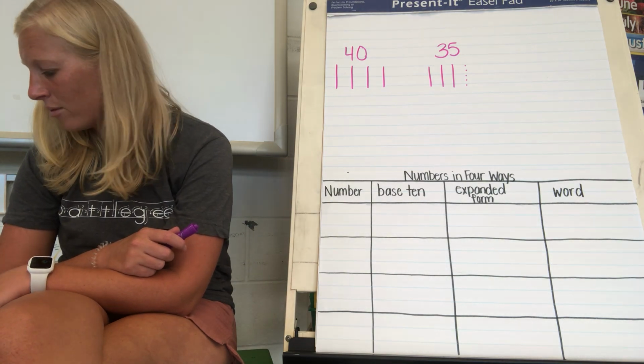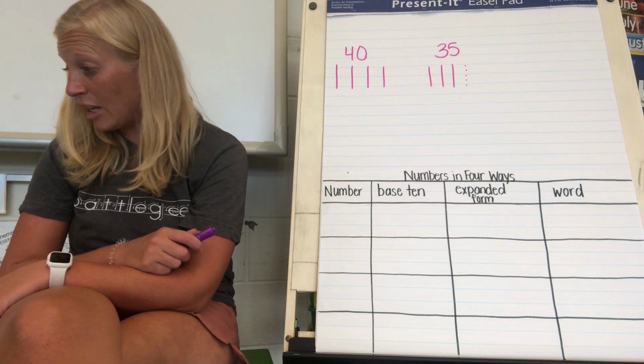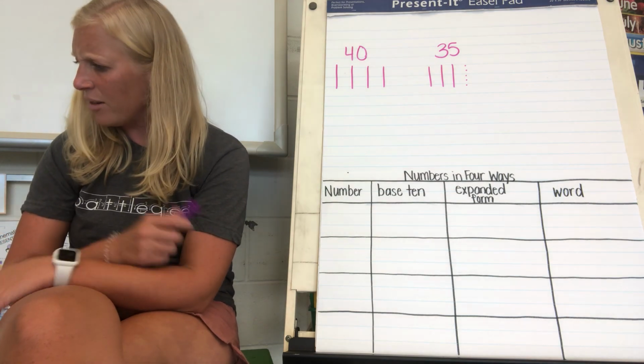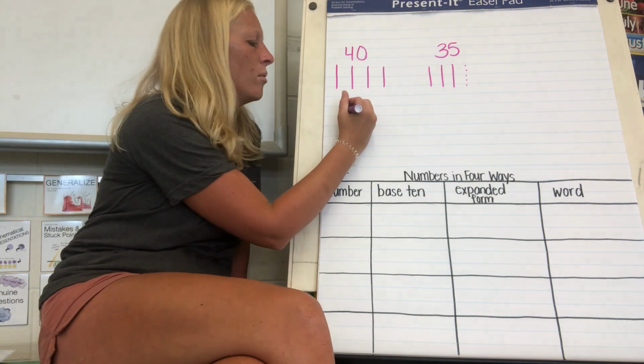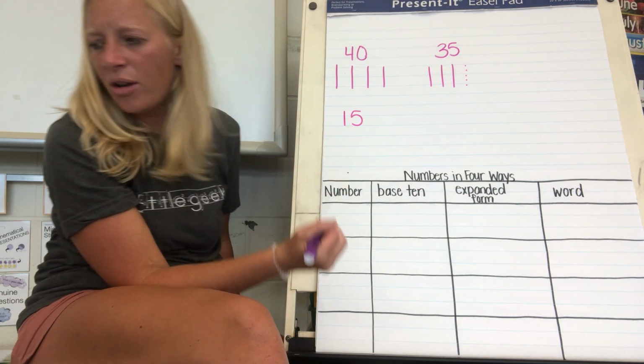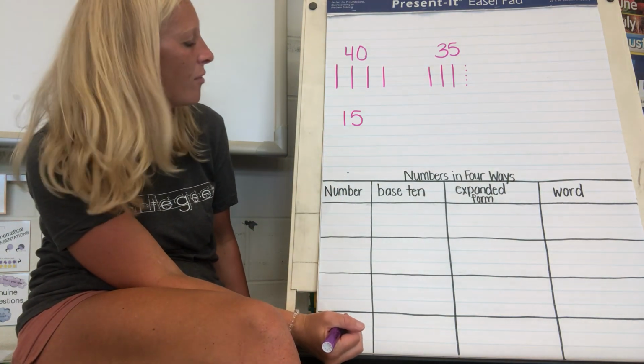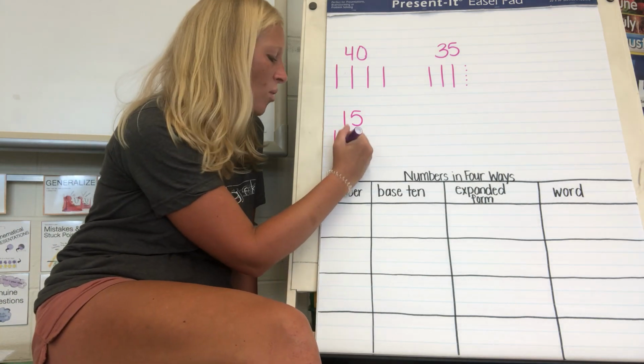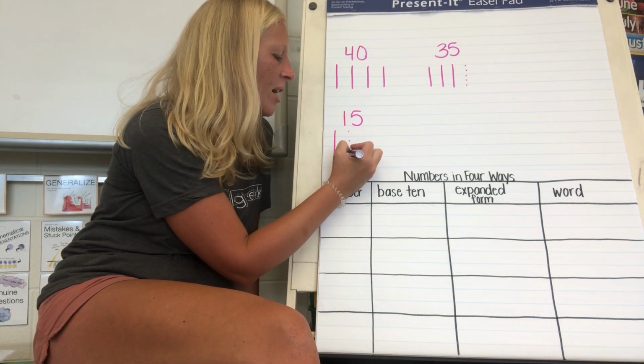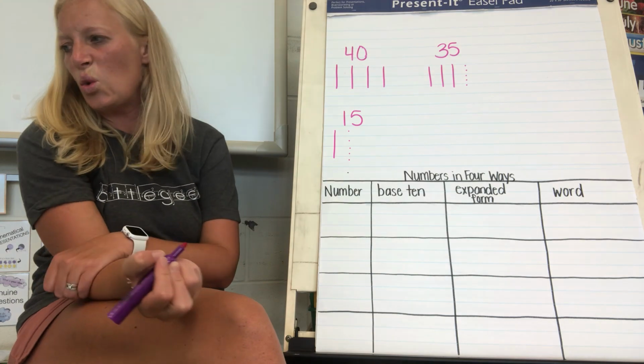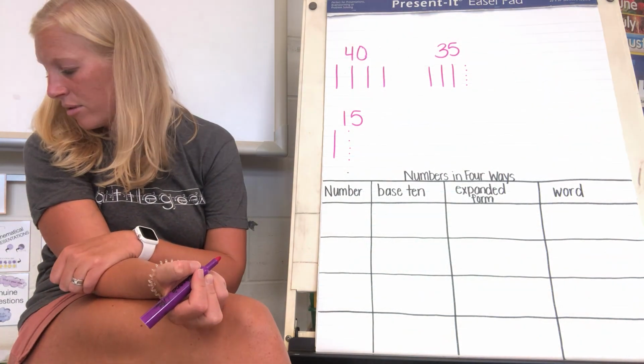How many do you have? Only 15? How'd you write the number 15? 1 and 5? Well, how do you know that it's only a one and then a 5? Because you had one stick of 10 and 5 ones. Ooh. What'd your partner have?